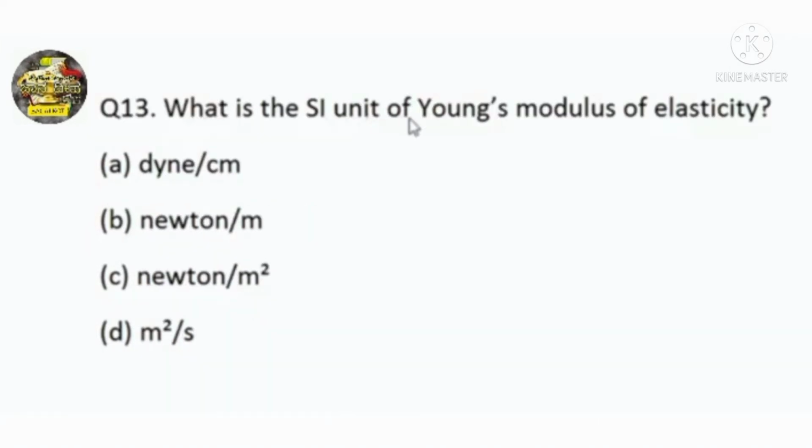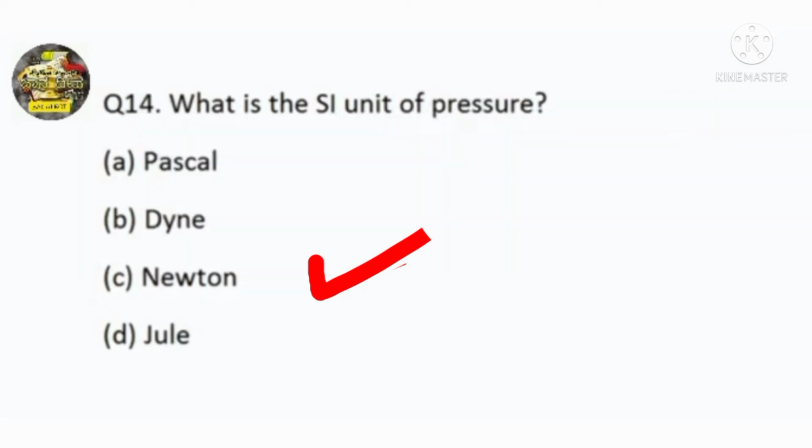What is the SI unit of Young's modulus of elasticity? A option, dyne per centimeter. B option, Newton per meter. C option, Newton per meter square. D option, meter square per second. Which is the correct answer for this question? The right answer is option C, Newton per meter square. Let's move on to the 14th question. The question is like this.